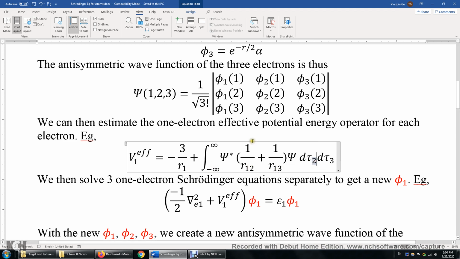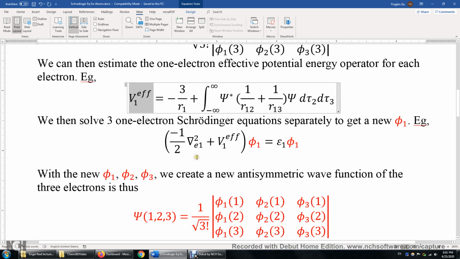Alright, so we're not really going to do the math here. I'm going to just tell you in principle, by doing this integral with respect to the coordinates of electron 2 and electron 3, we can effectively remove the coordinates of these two electrons. So this integral contains the coordinates of only electron 1. And this one contains the coordinates of electron 1. Therefore, this effective potential energy operator contains the coordinates of only electron 1.